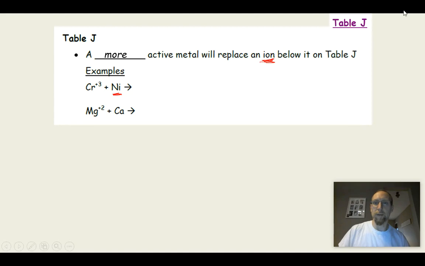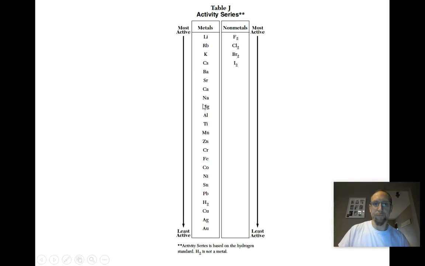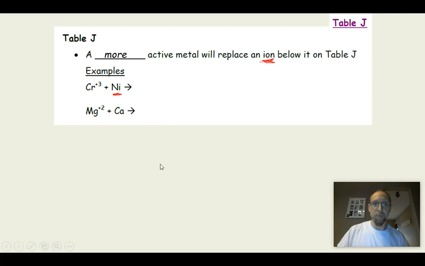So let's go back to Table J and compare nickel to chromium. Find them. Here's nickel, and where's chromium? Chromium is right here. So nickel is not above chromium. It's below chromium. That means it's not strong enough to react. So no reaction. It's that simple.